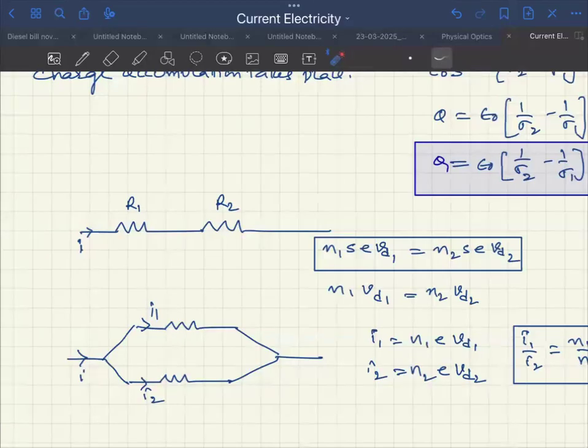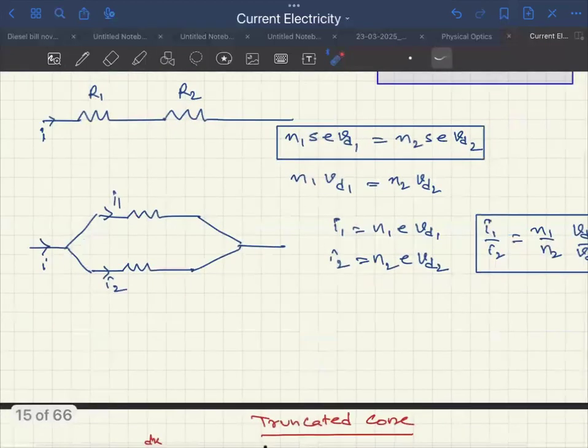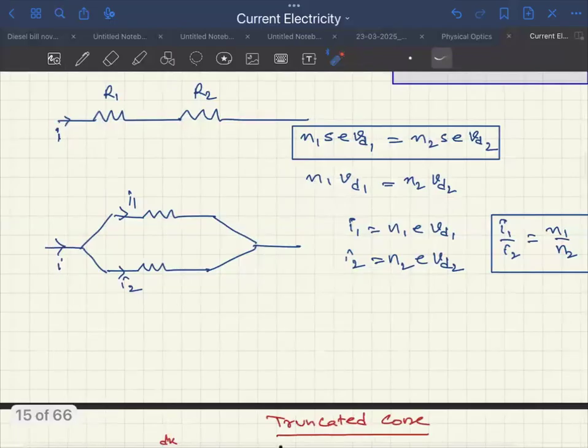Please do problems. See, in the entire 2 days I have just introduced one question. Remember how much time I am spending on basics. Series connection, this is the criteria. You should remember this. Similarly, parallel connection.